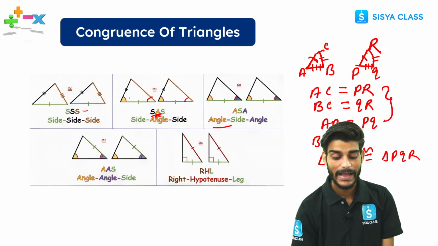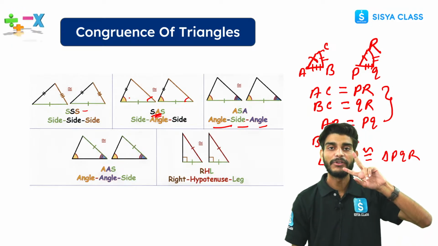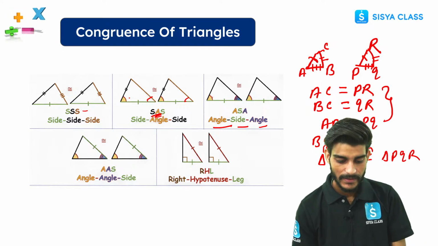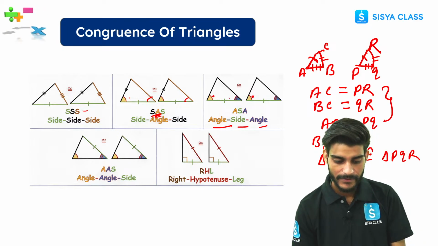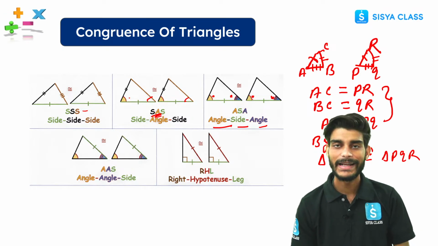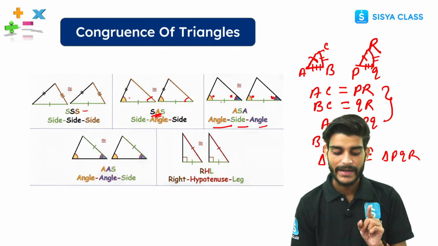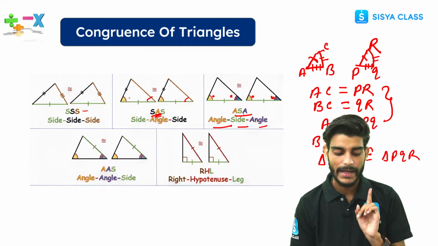The third one is angle, side, angle. Between the two angles there should be one side. Like here, these are the two angles we have. Now corresponding angles are equal here and corresponding sides are equal. Now the side is in between here. So that is the angle, side, angle criteria.